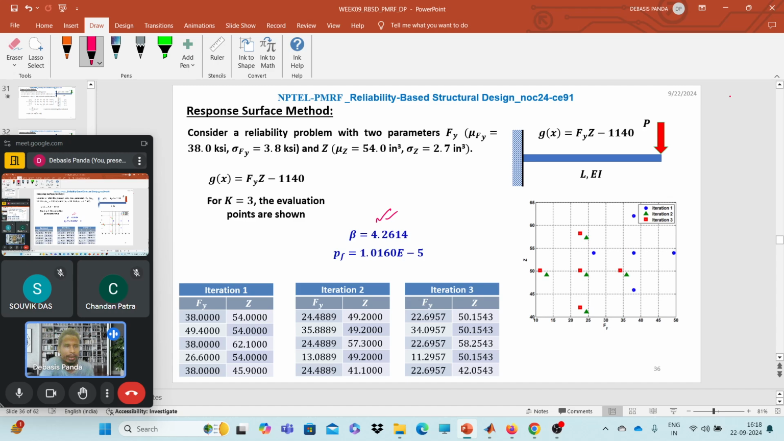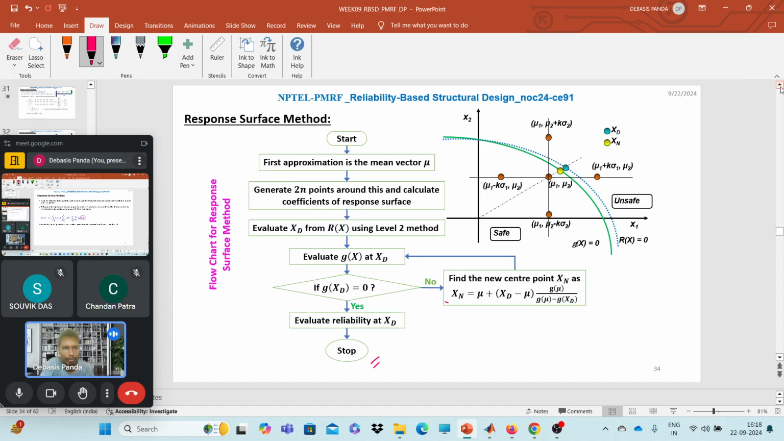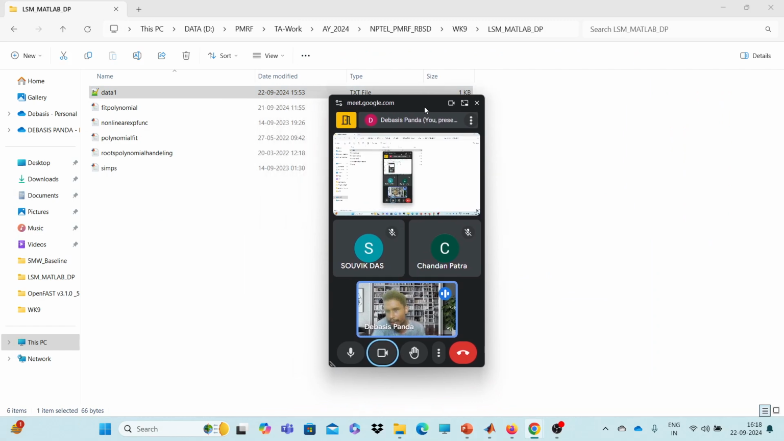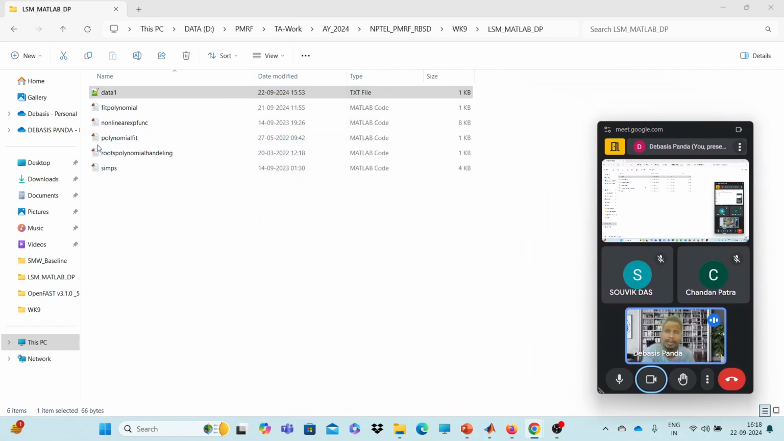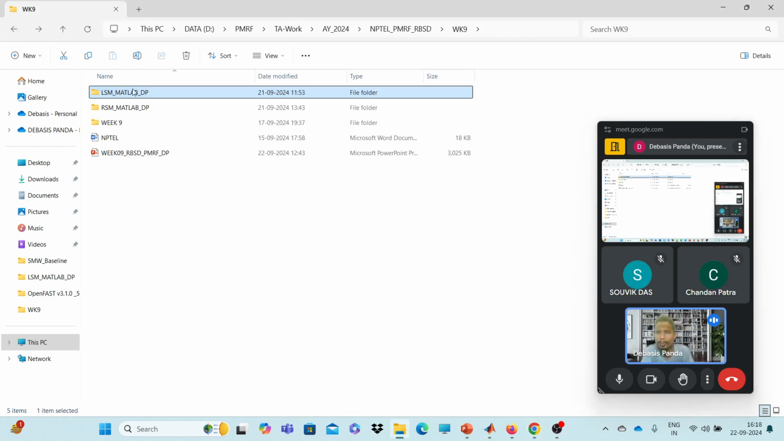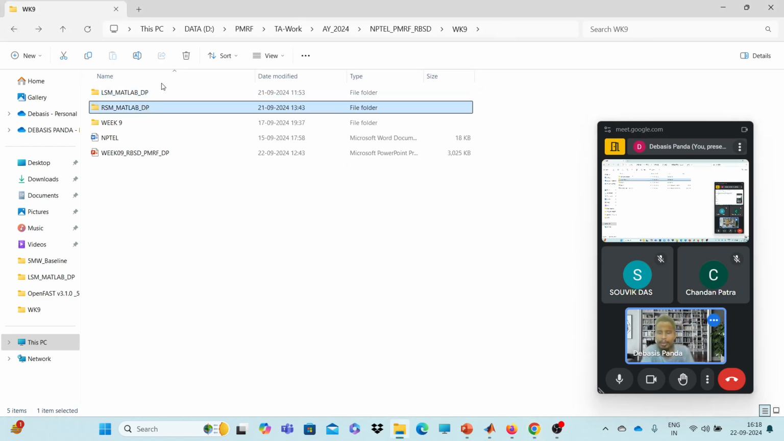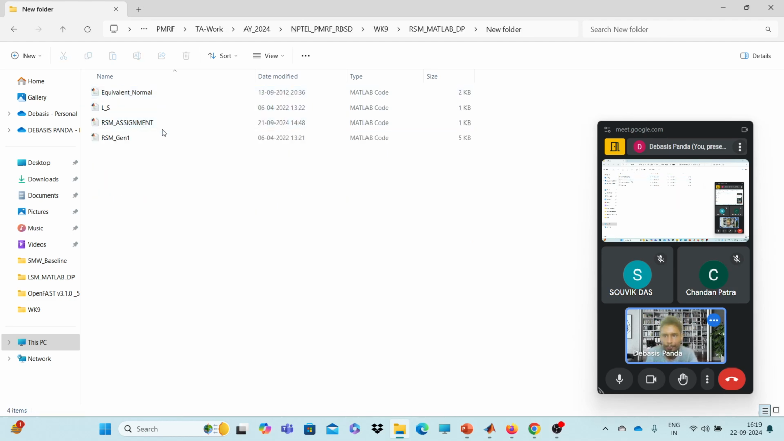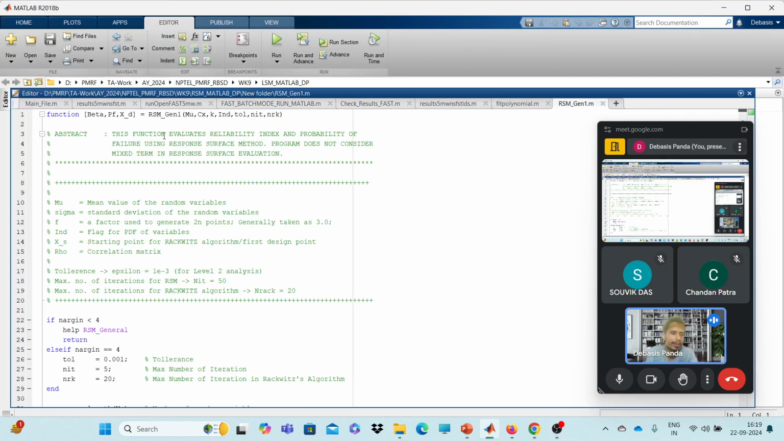So first, what do we need to do? First, we need to code this algorithm, right? Let's go and see how we can code it. The concept of response surface, I think, is clear. What we are doing in the response surface method is first proposing one meta model. We solve for the unknowns and create the meta model.